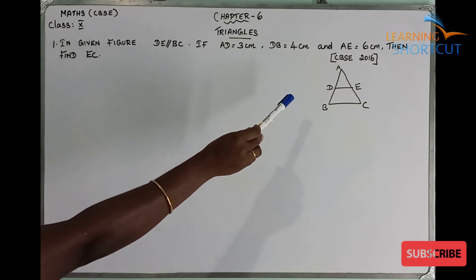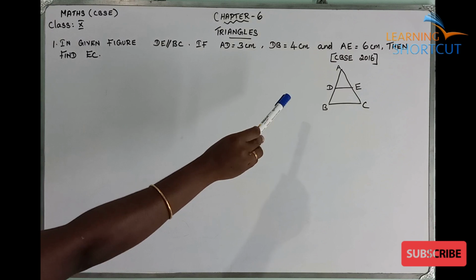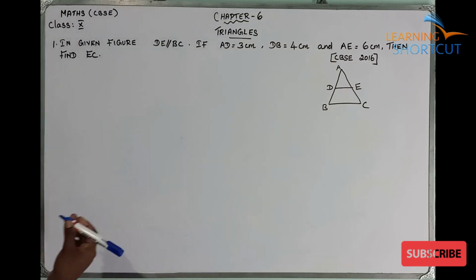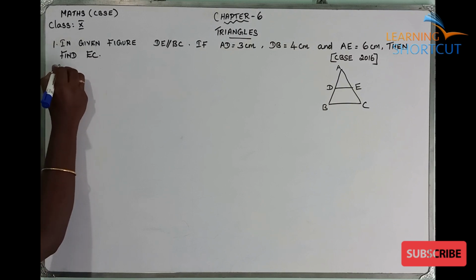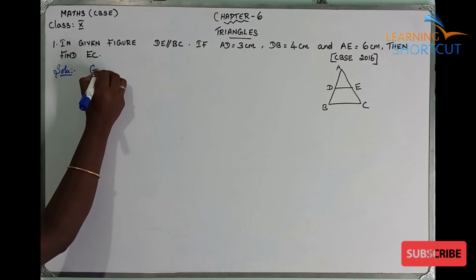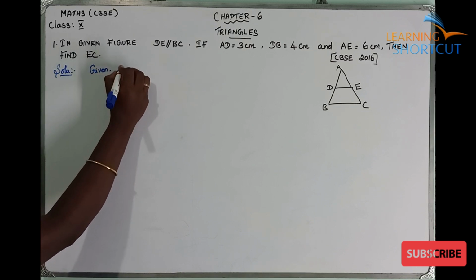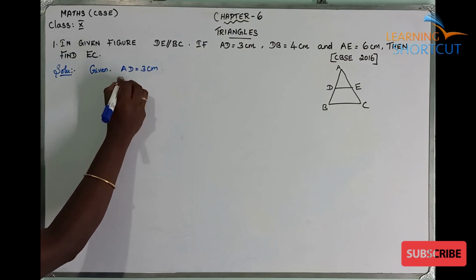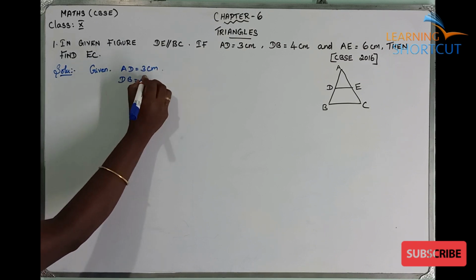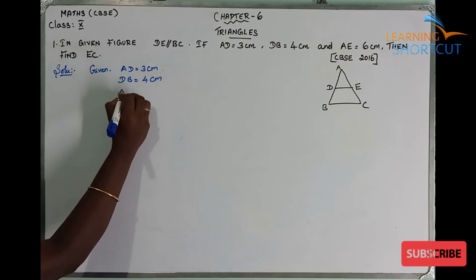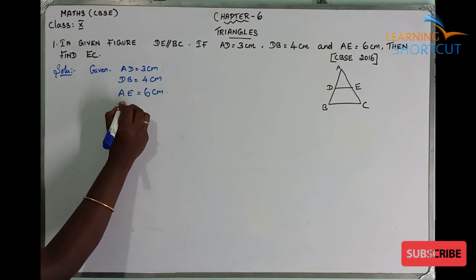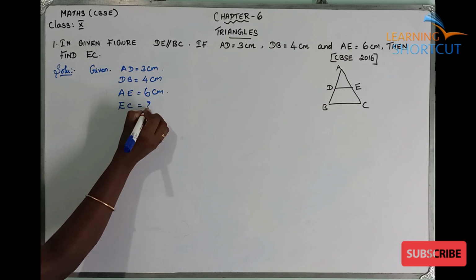AD divided by DB will be equal to AE divided by EC. Okay. They have given the first solution. I have given in the figure that AD will be equal to 3 cm, DB will be equal to 4 cm, and AE will be equal to 6 cm. Then we have to find out the value of EC.